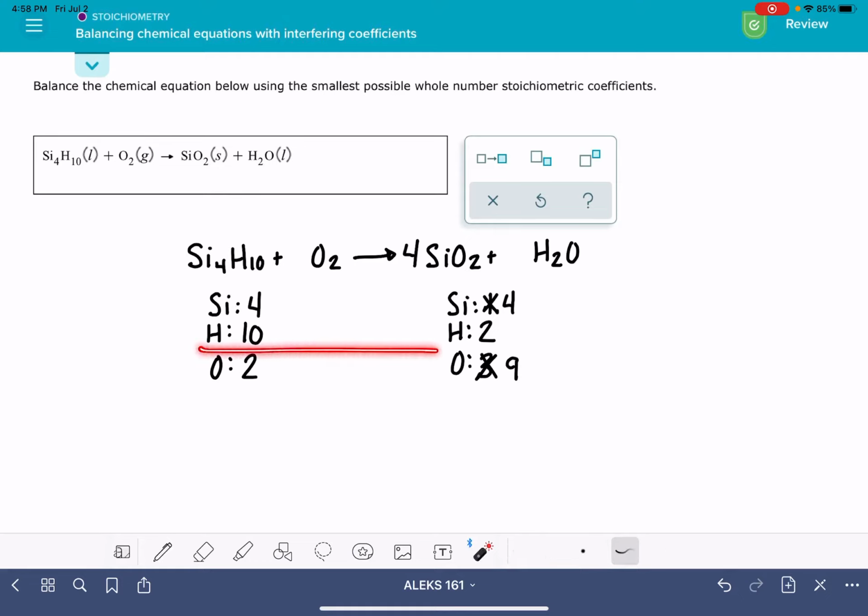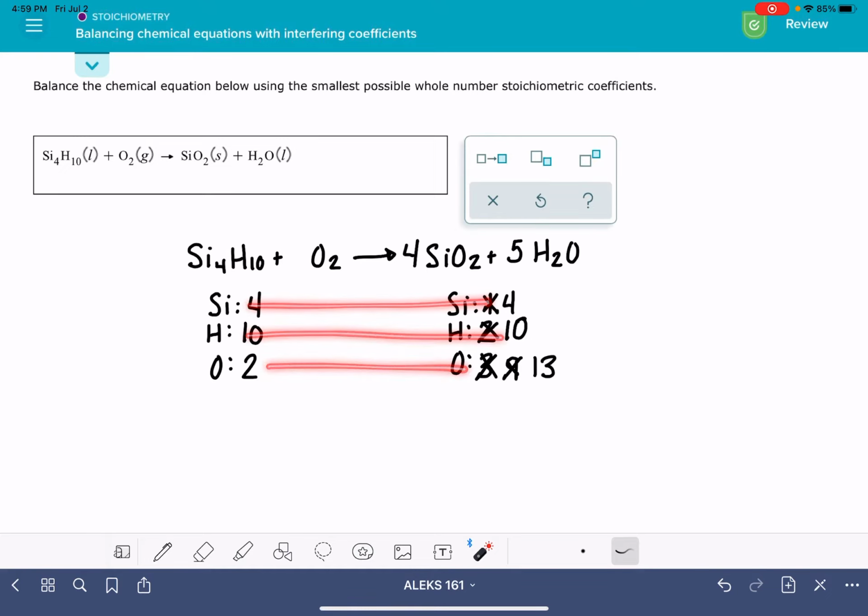Next, I'm going to balance my hydrogen atoms. I have 10 on the left and only 2 on the right, which means I need to have 10 on the right-hand side as well. So I need to come up with a number that I can put here that's going to give me 10 hydrogen atoms. Basically, I'm saying what times 2 is going to equal 10, and you guys probably know that that's a 5. So 5 times 2 means that I have 10 hydrogen atoms. And again, I have also changed the number of oxygens because I have oxygen in this molecule as well. So now I have 4 times 2 is 8 oxygen plus 5 times 1. That gives me 13 oxygen atoms. So my silicons are still balanced, my hydrogens are still balanced.